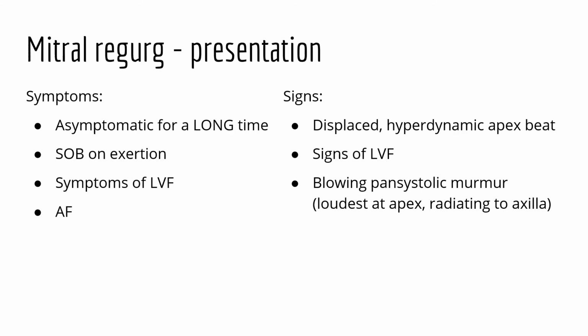So in terms of symptoms and signs, typically with mitral regurg, patients are asymptomatic for a long time. They may develop shortness of breath on exertion and other symptoms of heart failure, and there may be some AF as well. In terms of signs, they can have a displaced hyperdynamic apex beat, signs of heart failure as we mentioned, and a blowing pansystolic murmur, loudest at the apex but also radiating round to the axilla.